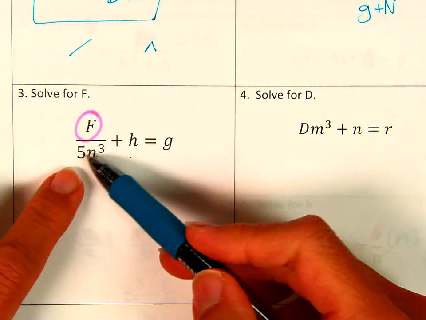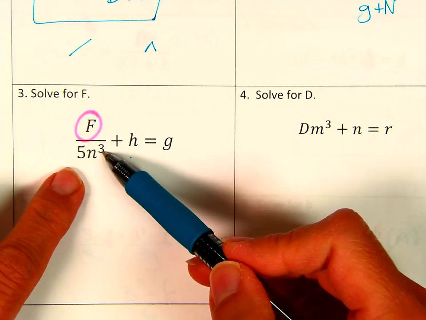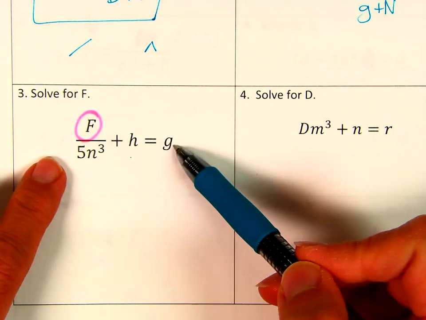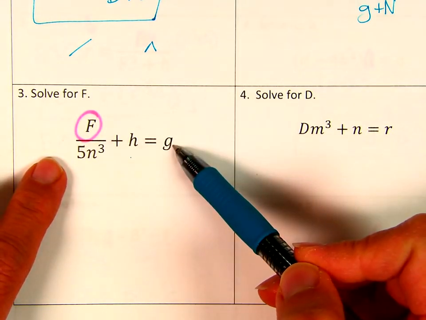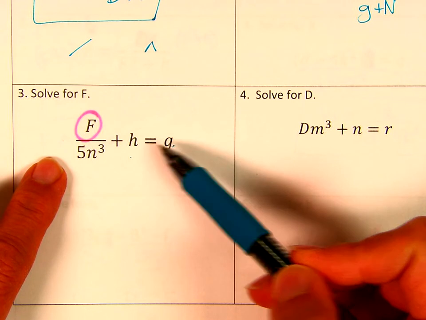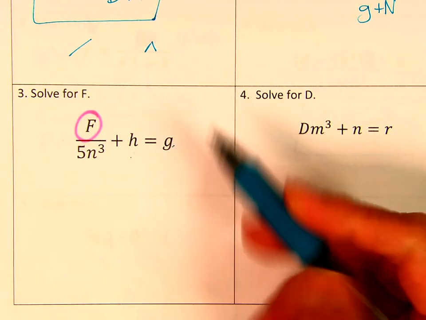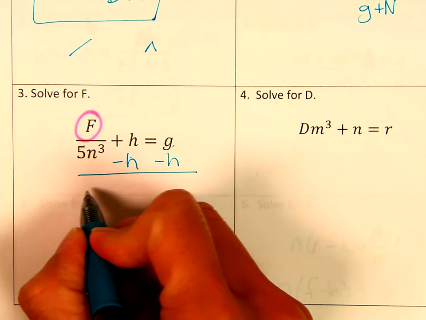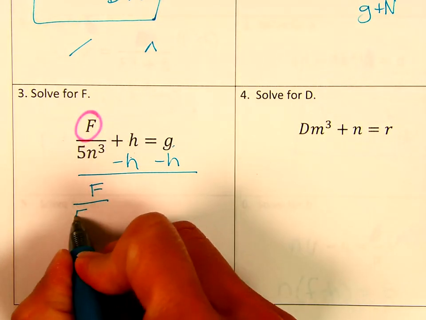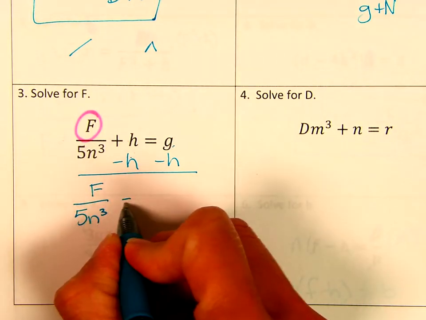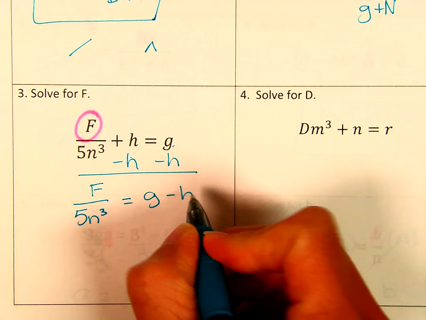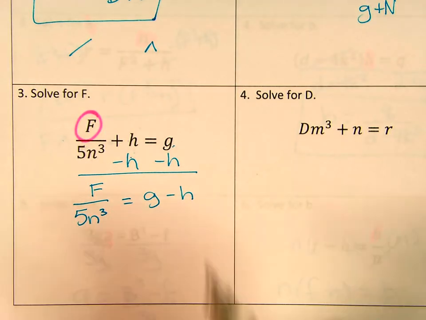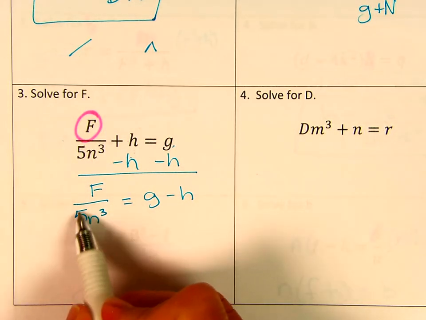Otherwise, if we multiplied both sides by 5n cubed, you'd have to do it here, here, and here, and then it just gets a little more complicated. You can do it, but it's a little easier to get rid of this first. So we're going to do that first. We're going to subtract h from both sides. So we still have our f over 5n cubed, and now we have g minus h. And now, this is the only thing preventing us from getting f alone.